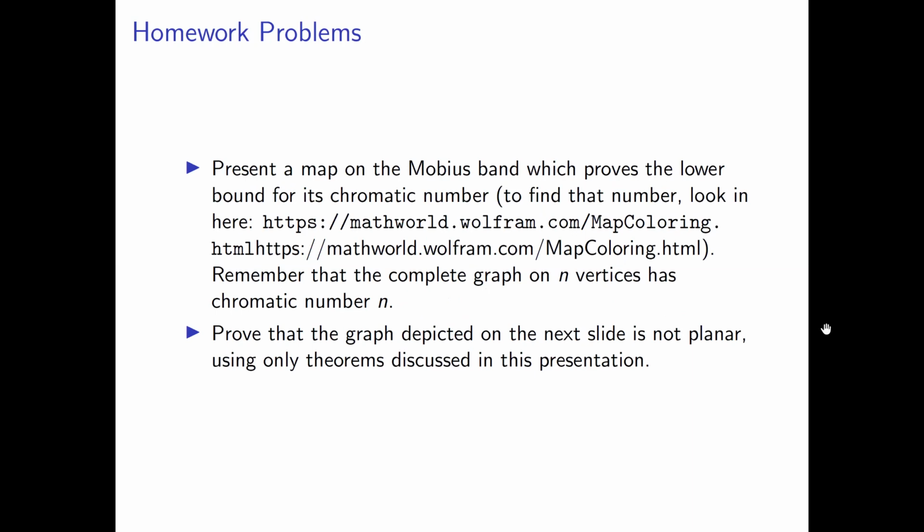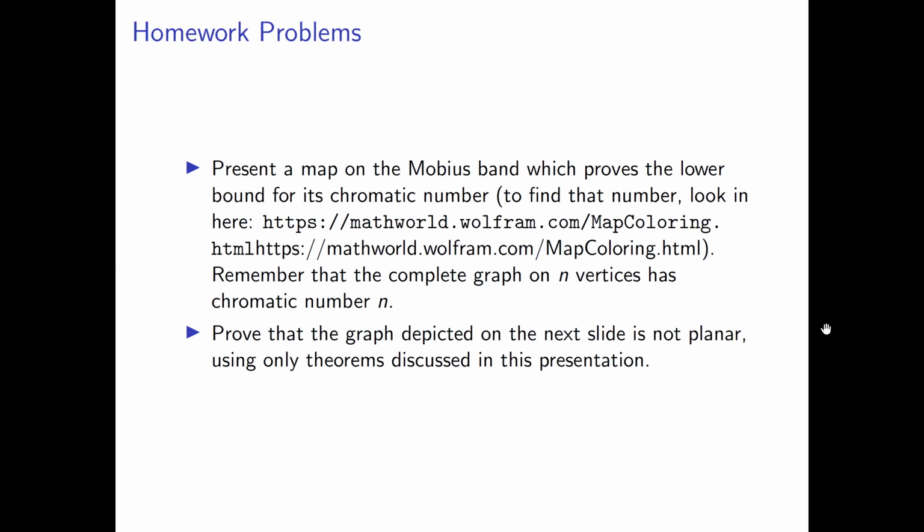So the first one, I want you to find a map on the Möbius band which proves the lower bound for its chromatic number, right? So I want you to find a map that requires a certain number of colors. And if you want to find that number, you can look it up on that Wolfram page that I have linked there, again double linked. Remember for this problem that the complete graph on n vertices has chromatic number n. You can use that fact. And if you're having trouble finding the number in that Wolfram article, I will give you a hint that it rhymes with pix.